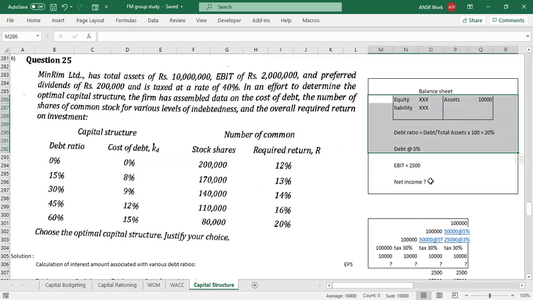Now that you know, take up the first scenario, that is 0%, 0%, 200,000, 12%, and let me know the value of the firm and WACC. 2 things you have to calculate. So now just focus on the first scenario, forget about everything else. Your debt ratio is 0, cost of debt is 0, stocks, that is equity shares, is 200,000, required return, that is cost of equity, is 12%. Now this information is common. So your total assets is 10 million, EBIT is 2 million, preferred dividend is 200,000, your tax rate is 40%. You have to calculate WACC and value of the firm.